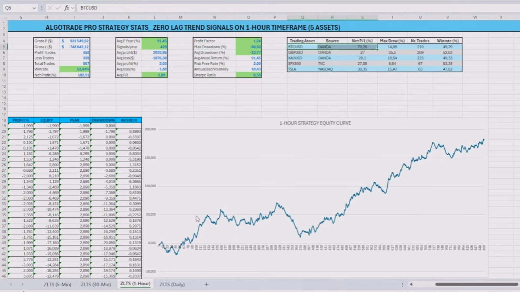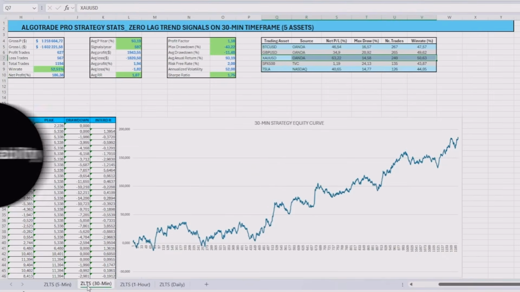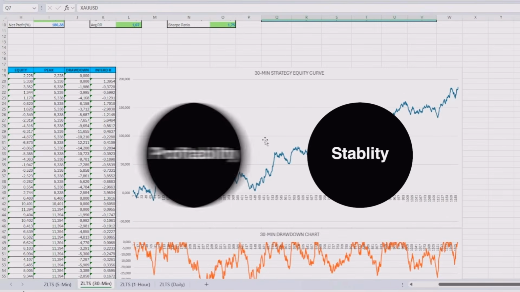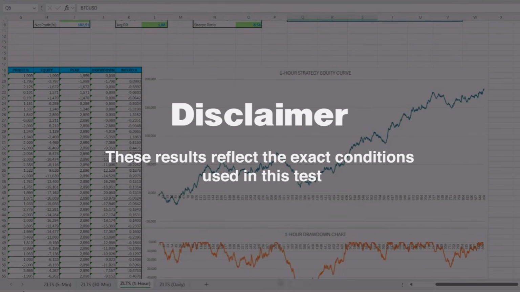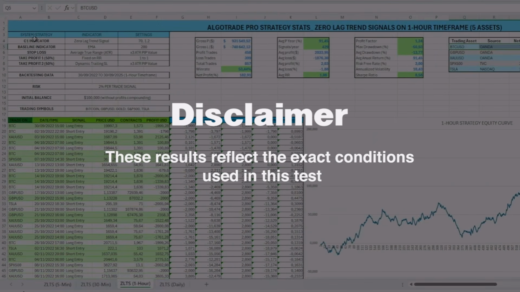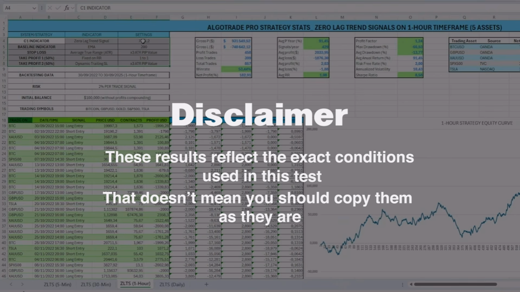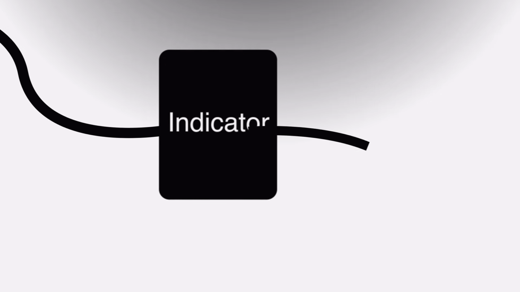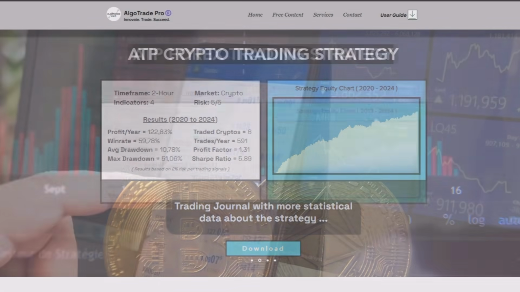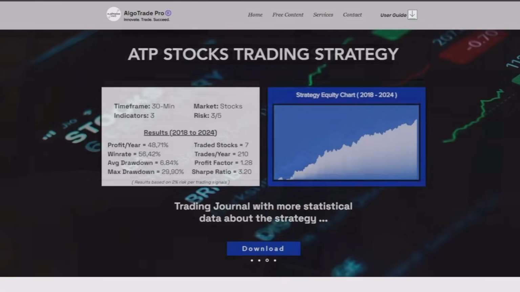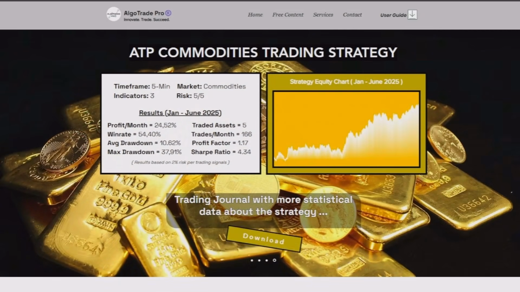Overall, the results are well above the average, both in profitability and stability. But of course, keep in mind that these results reflect the exact conditions used in the test. That doesn't mean you should copy them as they are. The key is to build complete trading systems around indicators that show strong standalone performance, just like the strategies I have shown you from my portfolio. You can watch any of them on my channel to learn how we do that step by step.